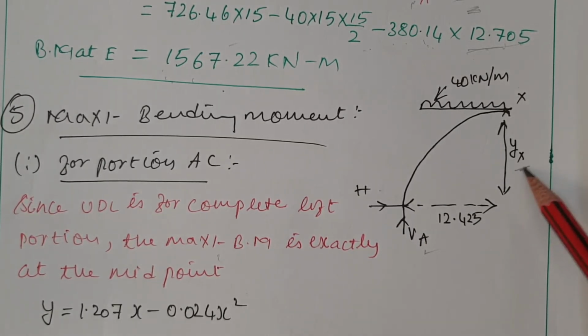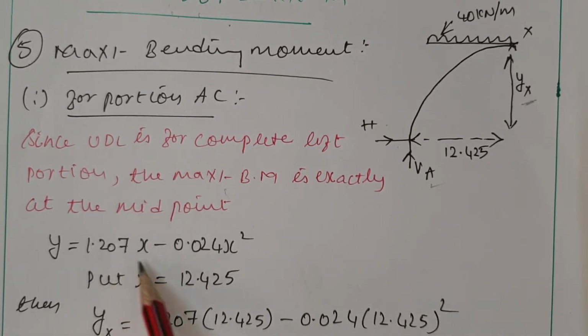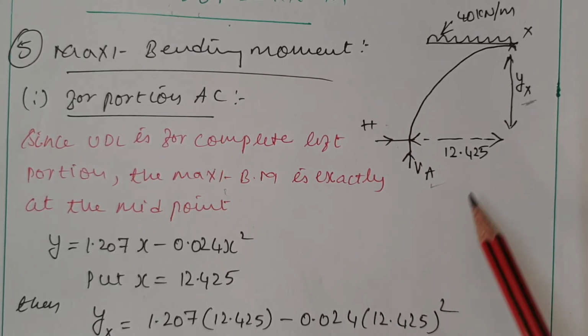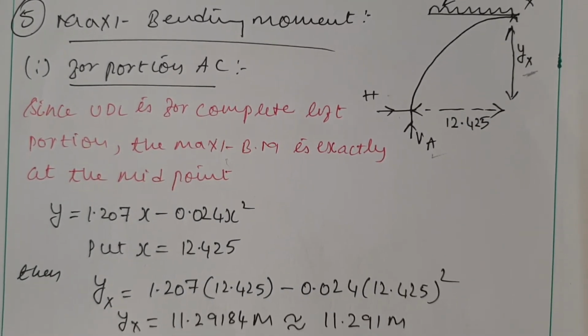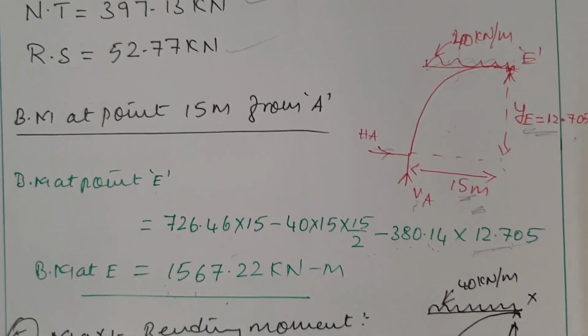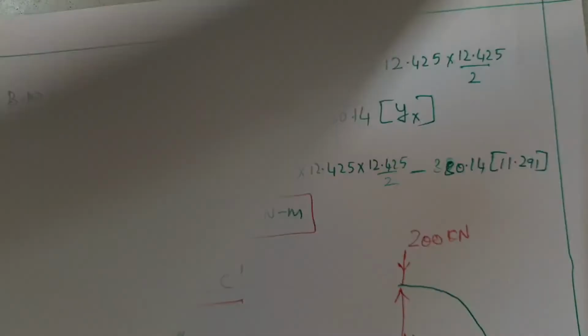Here unknown is Yx. For that, this falls under portion A to C. That's the reason we are considering rise equation as this one, and I am substituting x value as 12.425. It is half of L1. Okay, then you came to know Yx value is 11.291 meter. Okay, approximately I am considering. Then I am finding bending moment. I am considering that point as x, okay, and I am considering the point, this one, as x. So I am finding bending moment with respect to x.